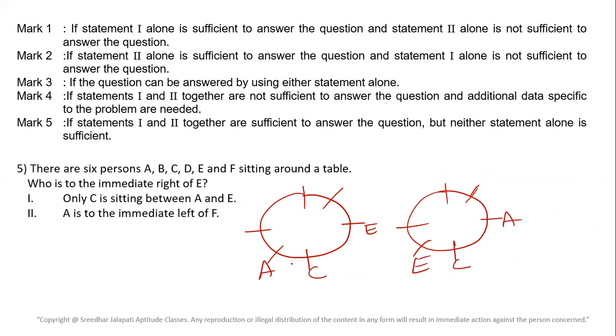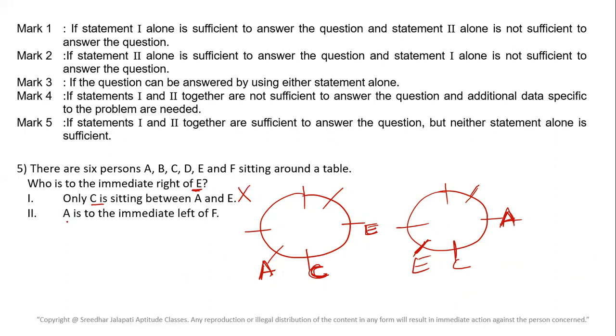Both are possibilities. If C has to be between A and E, A can be to the left of C and E can be to the right of C. Similarly, E can be to the left of C and A can be to the right of C. Both ways are possible. So therefore, from this, you cannot find out who is to the immediate right of E. So 1 alone is not sufficient.